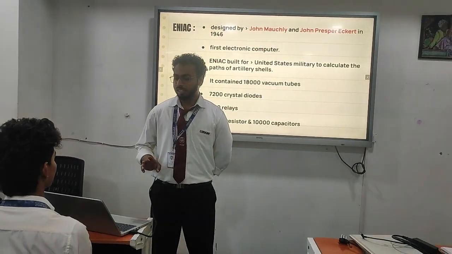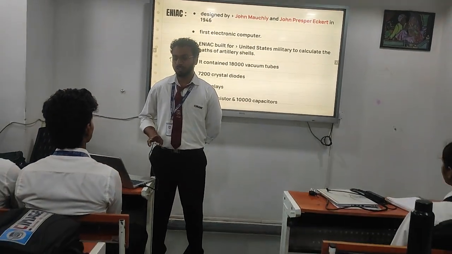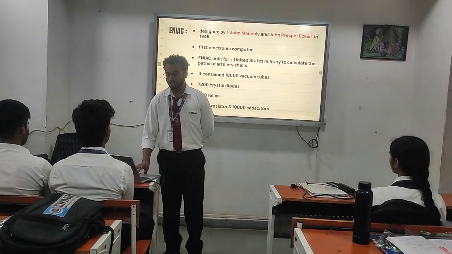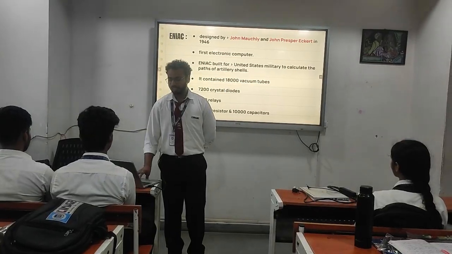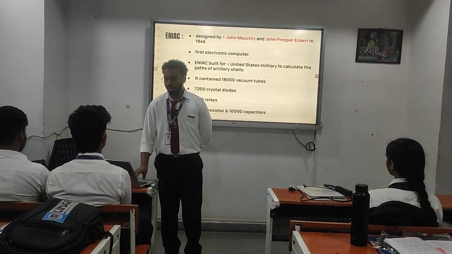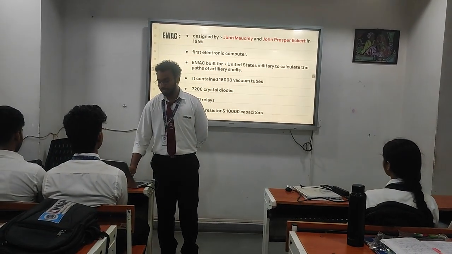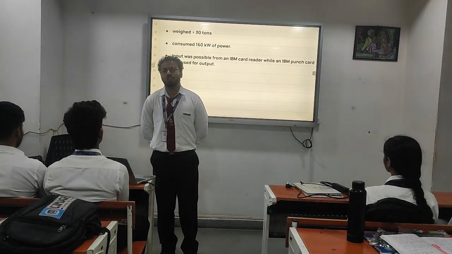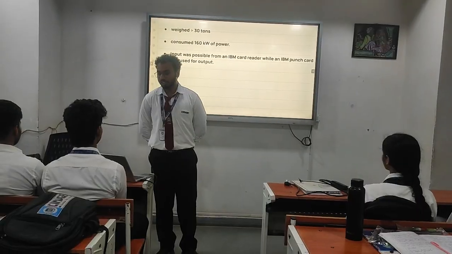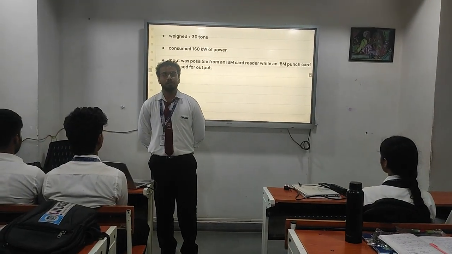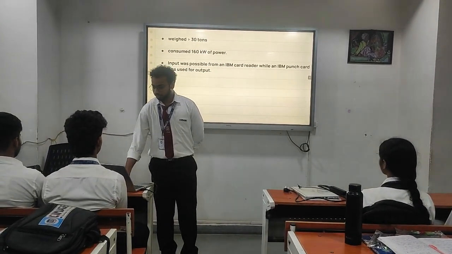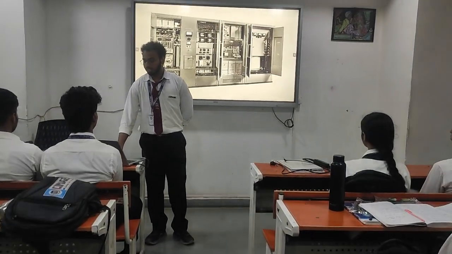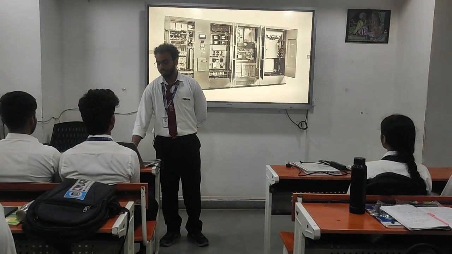The purpose of this computer was the same as the EDVAC, which was also used for Army Ballistic work. It contained approximately 18,000 vacuum tubes, 7,200 crystal diodes, 1,500 relays, 70,000 resistors, and 10,000 capacitors. It weighed about 30 tons and consumed 160 kilowatts of power. In this computer, input was given through IBM cards. Here you can see the picture of the ENIAC, a first generation computer.